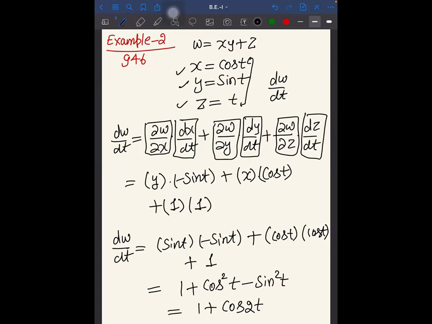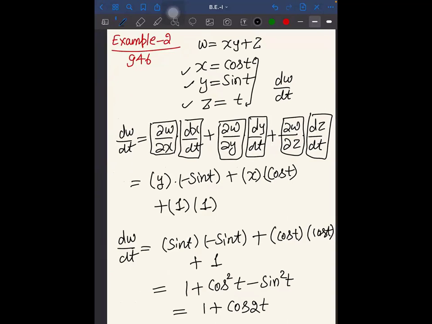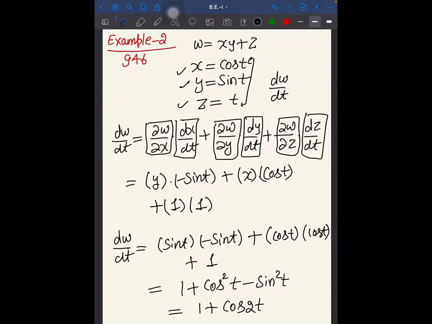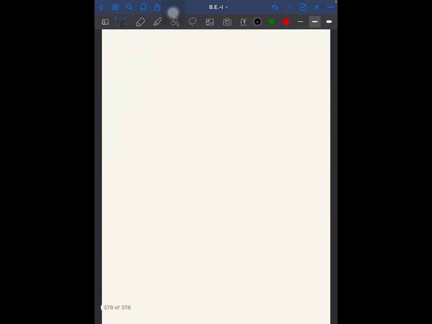So should we move? Okay, let's see. Now keep your focus on this chart. I'm changing a bit of the thing over here. I'm slightly changing the question.